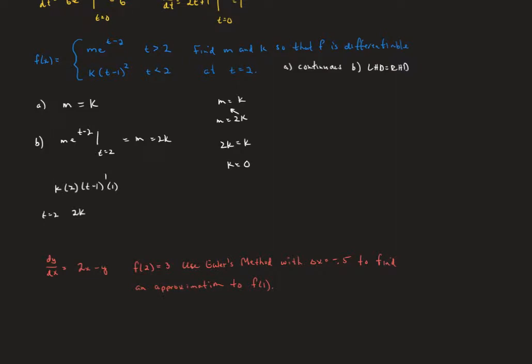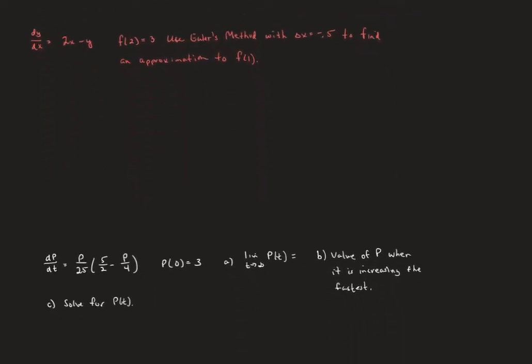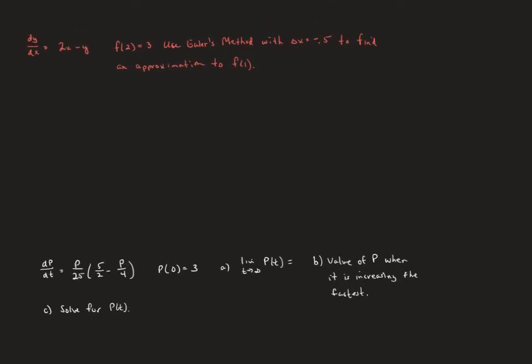Well, that was kind of a bummer. That means m is 0 also, and this isn't a very interesting problem. That's what happens when you make it up off the top of your head. But that's the process, and that's the main thing. Make sure it's continuous by setting those equal to each other, and then make sure their left and right hand derivatives are equal.